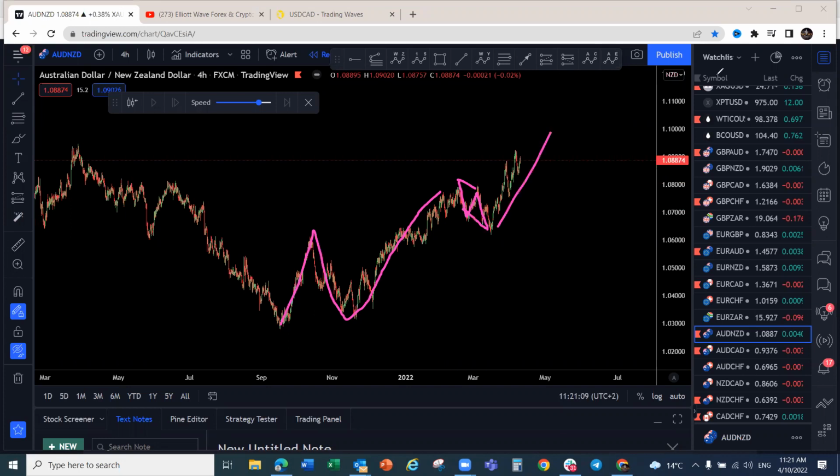This could have made a three-wave structure and drop here. Okay, so we waited, we got our money here. We waited for this one to confirm a move to the downside, but it didn't. It actually just made a three-wave structure. When it did that, we got a blue box set up here for a continuation to the upside, and we are still bullish now on AUD New Zealand.